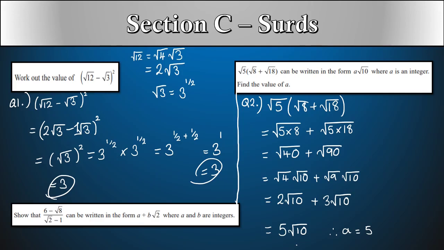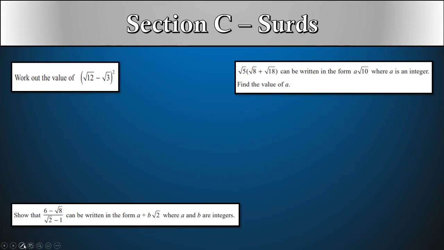Okay, so then the 2 questions there. Now let's take a look at this last one here. A little bit trickier. If we call it question 3, we'll do it up here. We want to show that 6 minus root 8 divided by root 2 minus 1 could be written in the form a plus b root 2, and a and b are just integers that we're going to find. So again, we should expect whole numbers here. We shouldn't be getting any fractions. If we get fractions, we've probably done something wrong.